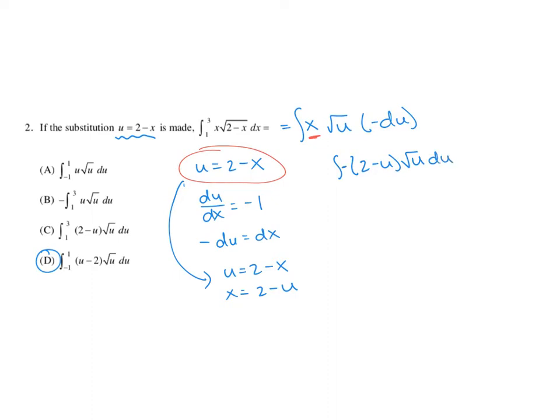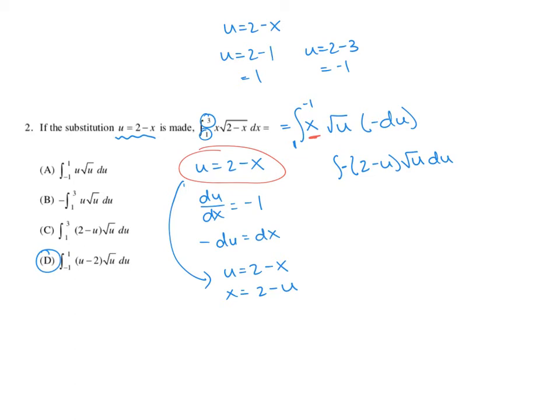Another thing that we have to do here is, since this is a definite integral, the 1 and the 3, we need to rewrite those. So if u is 2 minus x, if I plug in 1 for x, I get 1. So that's my new lower bound. If I plug in 3, I get a negative 1.